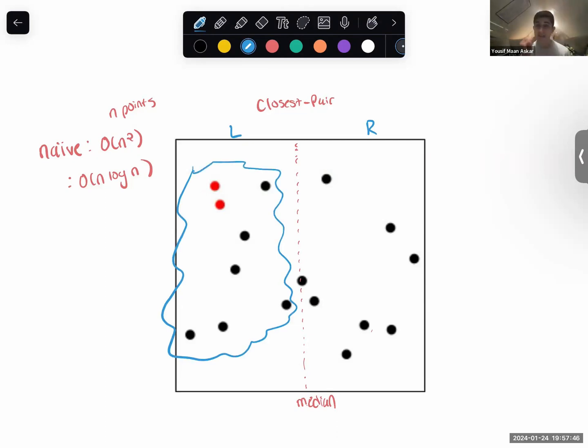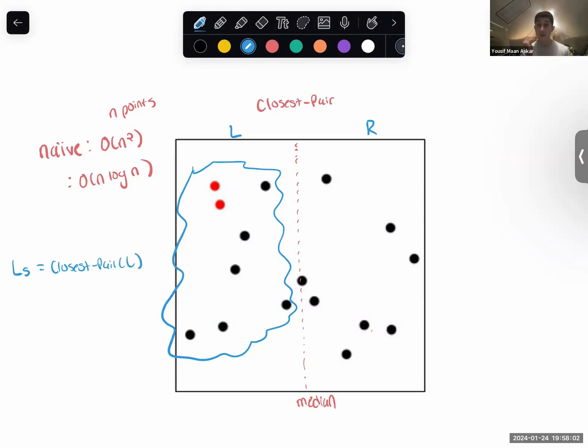And I'm going to say, hey, give me the smallest distance you found from this left side. So I'm going to call that left of S, the smallest distance on the left side. And remember, this is going to be a recursive call. So closest pair, I'm going to say left.